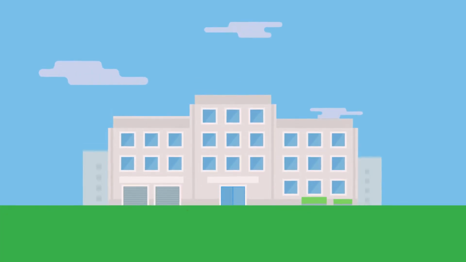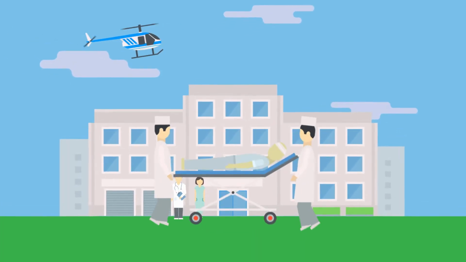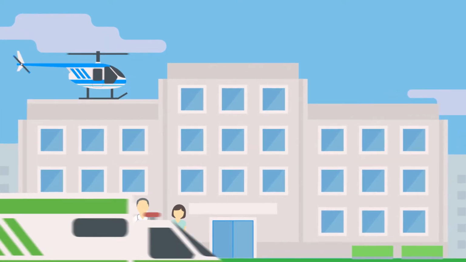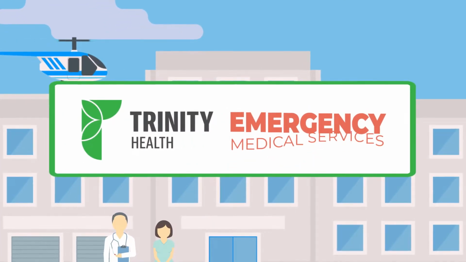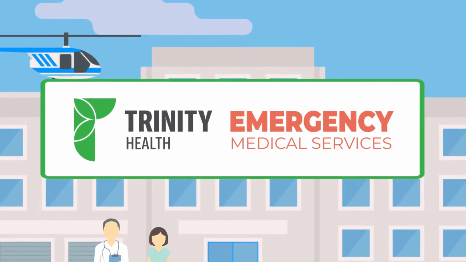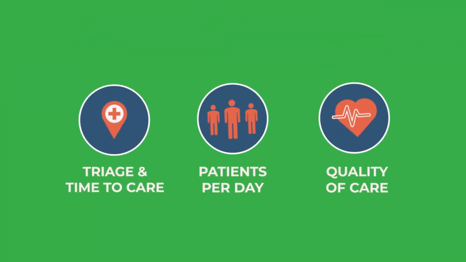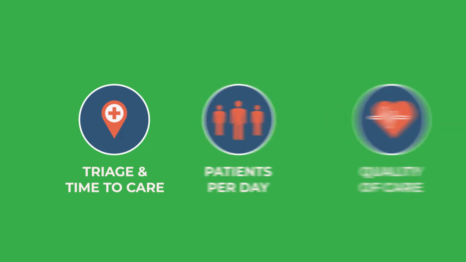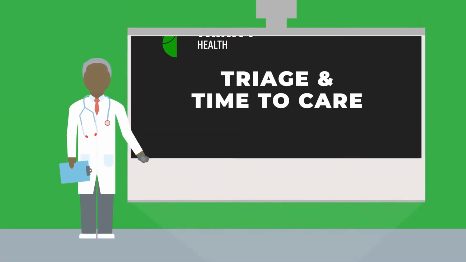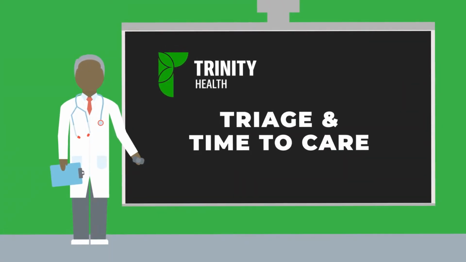The Emergency Medical Services, or EMS, at Trinity Health could be described as a complex system of services with the purpose of responding to medical emergencies in our community. We can break down the goals of Trinity Health's EMS by looking at three key measurements of effectiveness. One key element of measuring success is related to triage and time to care.